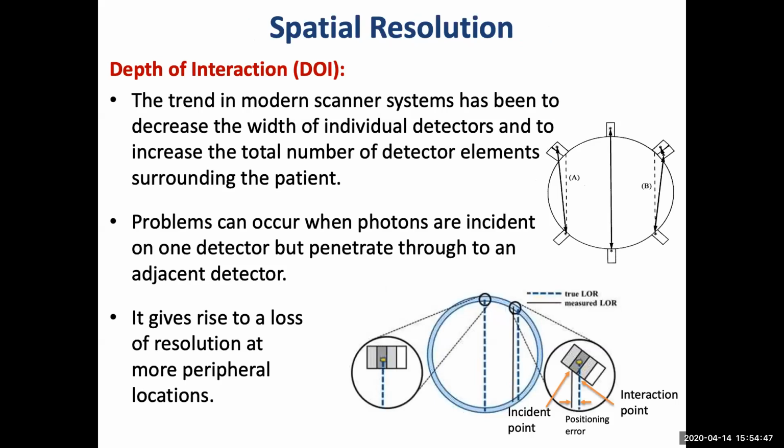The first factor affecting the spatial resolution is the depth of interaction. The trend in modern scanner systems has been to decrease the width of individual detectors and to increase the total number of detector elements surrounding the patient. And this will enhance the resolution by reducing the size of the detector. The problem can occur when photons are incident, like here, on one detector, but penetrate through to an adjacent detector. So detected in this one here.